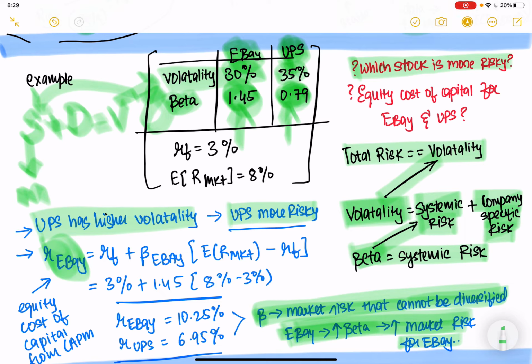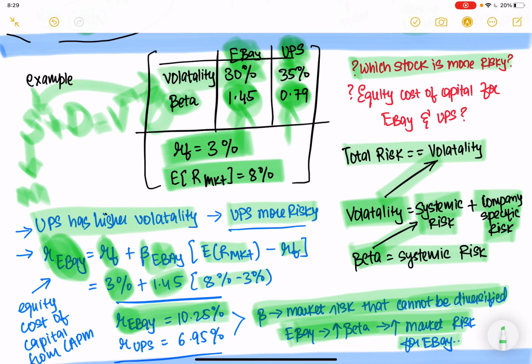We know through the CAPM formula that we just went through above that cost of capital equals risk-free rate plus beta times market return minus risk-free rate. We have been given 3% as the risk-free rate. We know the market returns 8% and eBay beta is 1.45. So if we do that, we get that investors expect 10.25% from eBay with these numbers. The same investor expects for the same investment from UPS 6.95%.